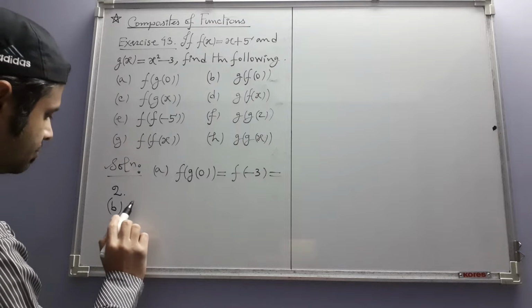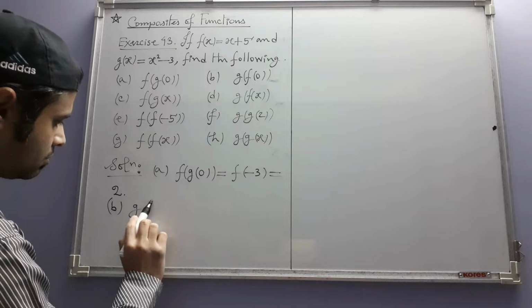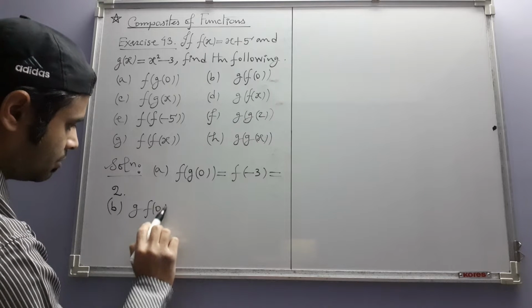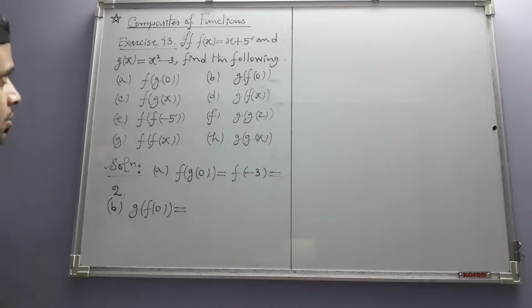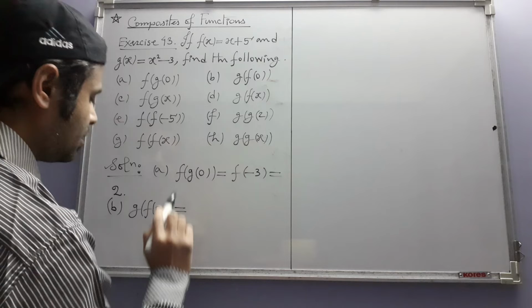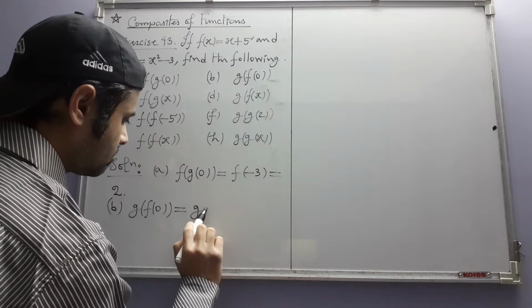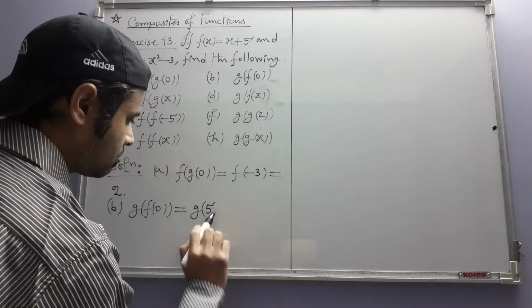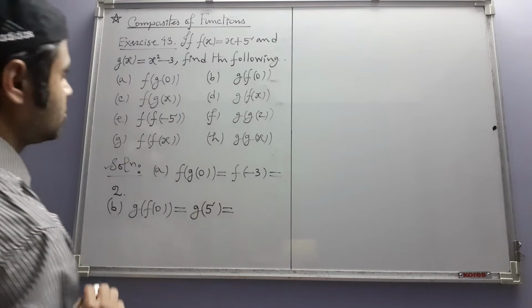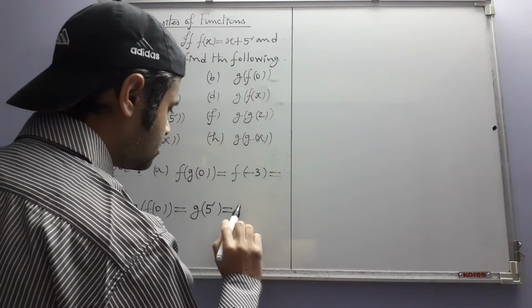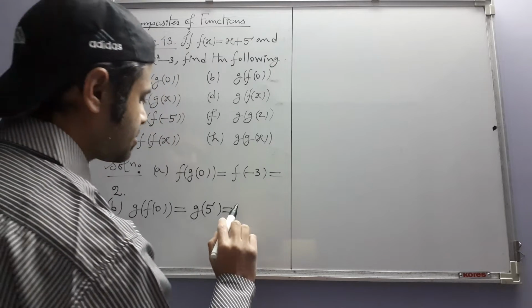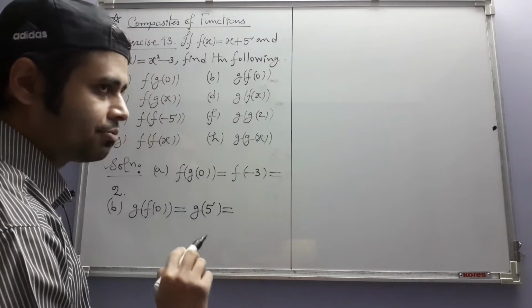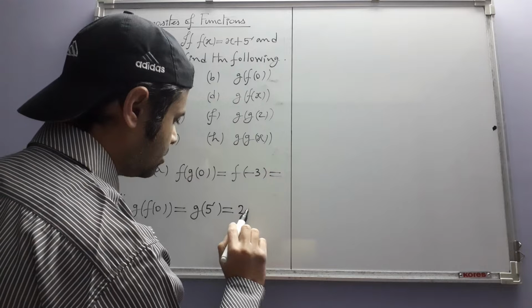B. G of f of 0. F of 0 is 5. And g of 5 is 25 minus 3, it is 22.